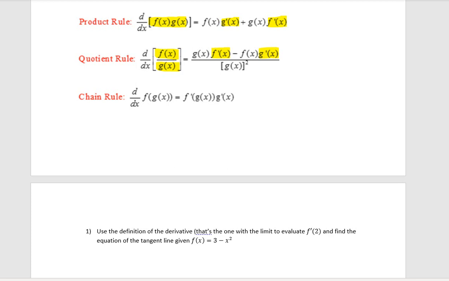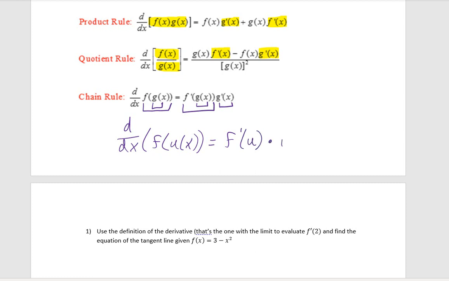Alright, the very last rule that we're going to have here is the chain rule. So what you do with the chain rule is you're going to have one function inside of another function. And what you're going to do is take the derivative of the outside function, leave the inside function alone, and then multiply by the derivative of the inside function. This notation is a little bit different than what you'll see in your book. Inside your book, you're going to see something that looks more like this. It'll be f of u of x, and it will say f prime of u times u prime. So they mean the same thing, they're just different ways of writing them.